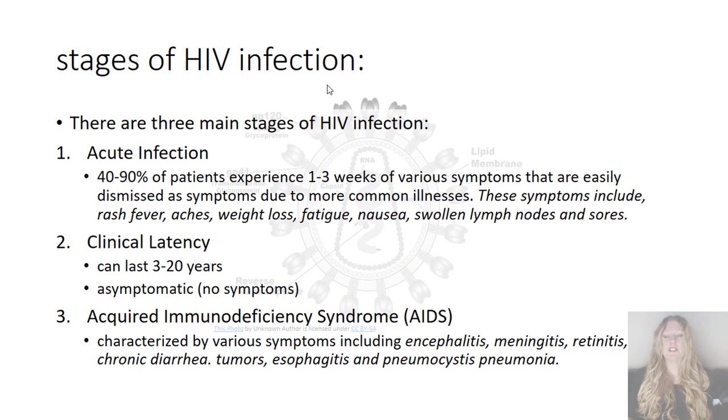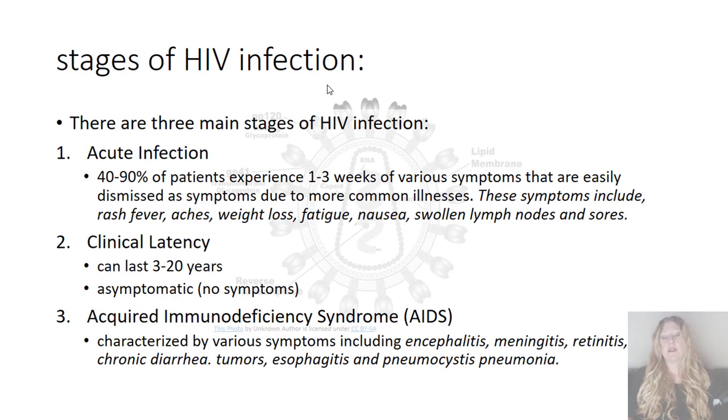There are three main stages of HIV infection. Starting with acute infection, 40 to 90% of patients experience between 1 and 3 weeks of various symptoms that are so easily dismissed as symptoms due to more common illnesses. These are overlooked by physicians as well as by the people suffering the symptoms themselves. These can include rash, fever, aches, pains, weight loss, fatigue, nausea, swollen lymph nodes, and even sores on the body.